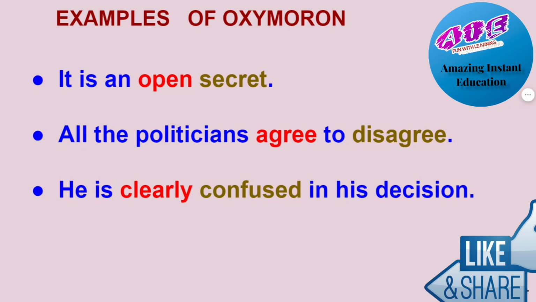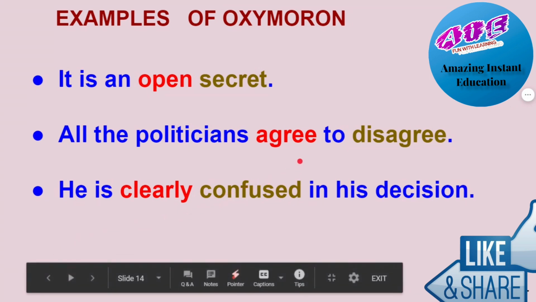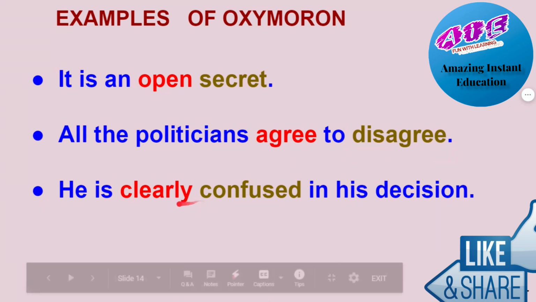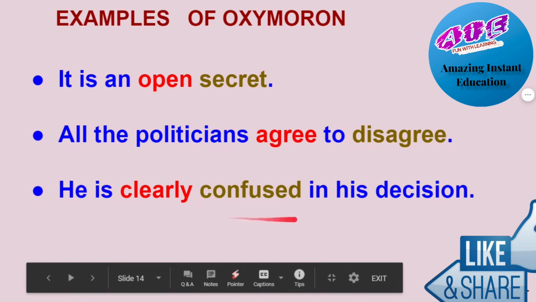Let's look at another example of oxymoron. All the politicians agree to disagree. Here, you can see the opposite words agree and disagree in the same sentence. So, it is an oxymoron. Okay, so let's look at one more example of an oxymoron. He is clearly confused in his decision. If you see two opposite words, clearly and confused, in the same sentence, then it is an oxymoron.